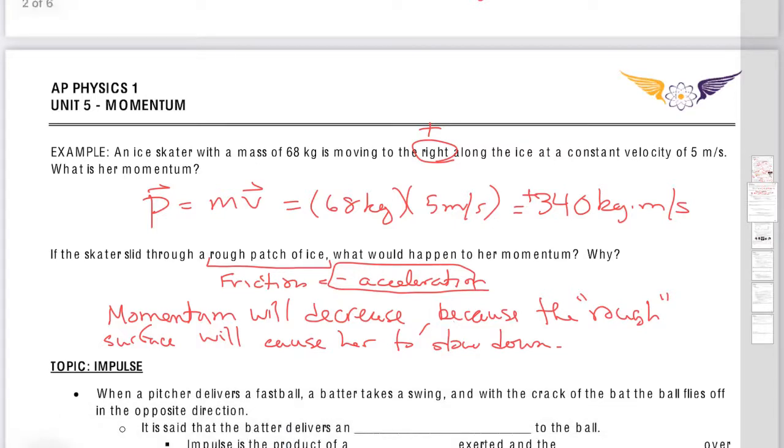So this is talking about what is momentum. Next thing we're going to talk about is impulse, and then eventually we're going to keep building up towards what is known as conservation of momentum.